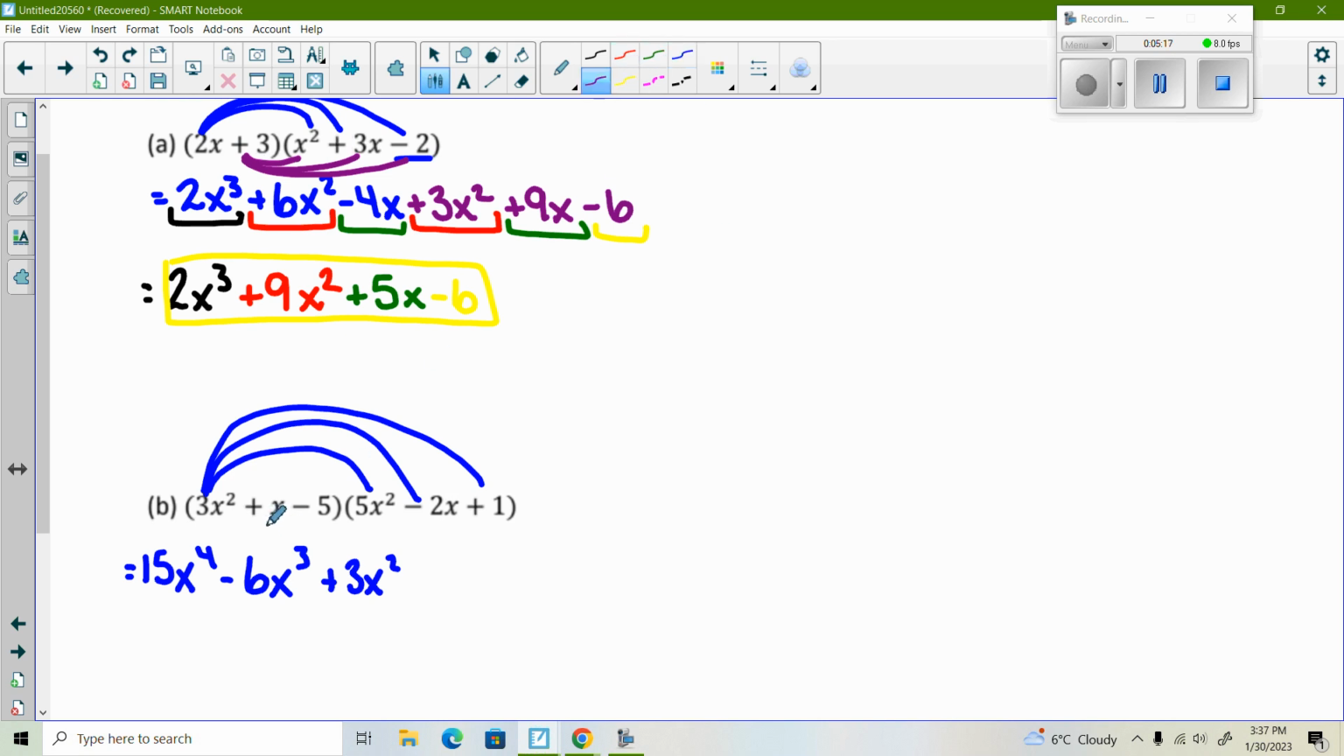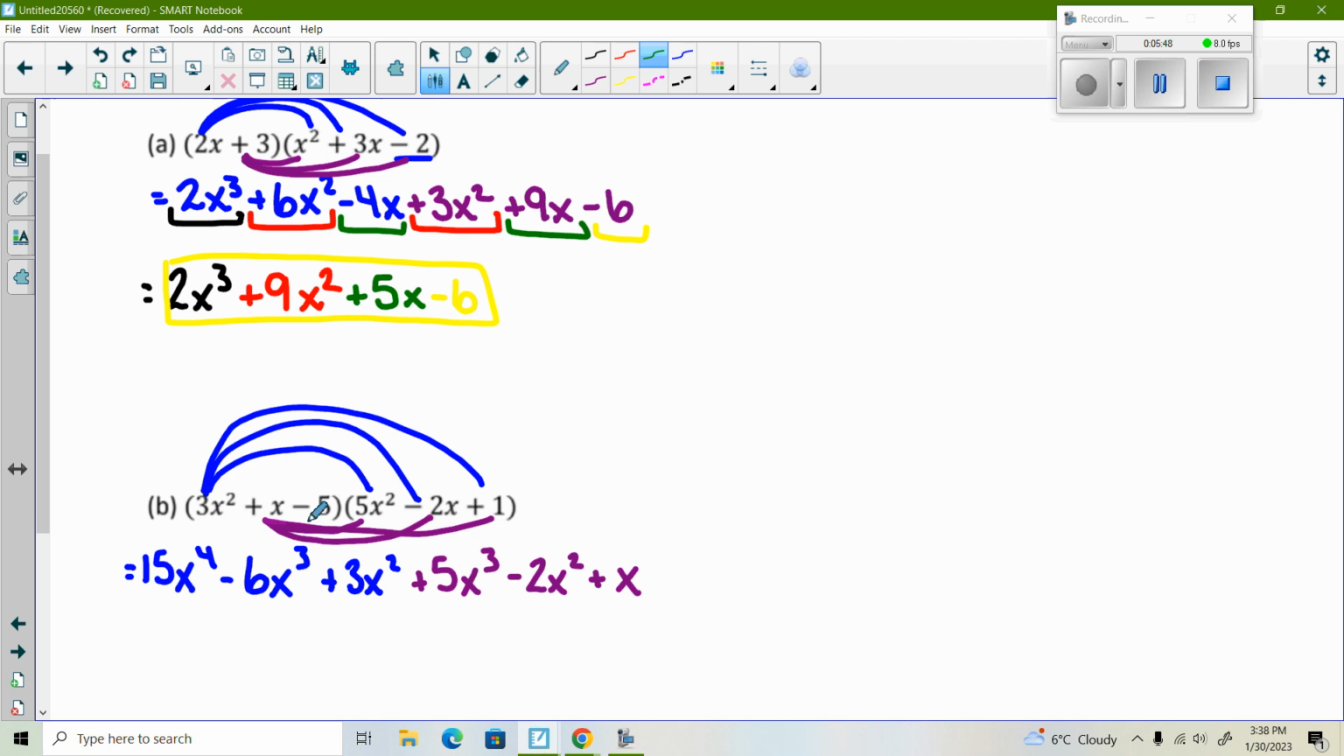I just have an x here. So I'm taking the x and I'm going to multiply it through every term. X times 5x, well, that's the same as 1 times 5, which is just 5. And x times x is x cubed. Then I'm taking x times a negative 2x, negative 2x squared. And then I'm taking the x and I'm timesing it by 1, which is just x.